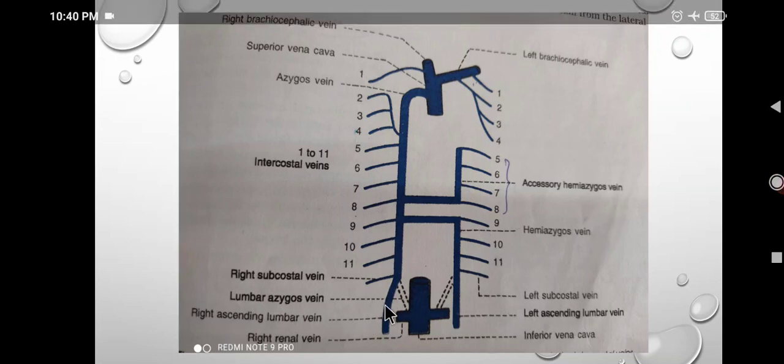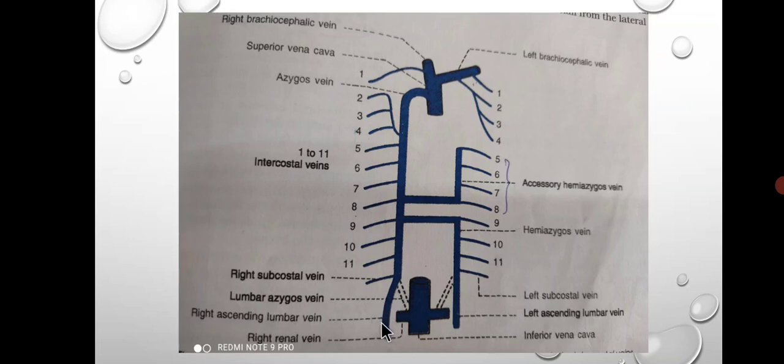So how is this azygous vein formed? This is the right ascending lumbar vein. Whatever venous drainage this vein contains consists of deoxygenated blood. So it carries deoxygenated blood from the lumbar region, that is the right ascending lumbar vein, and this is the right subcostal vein. Okay, so we have learned that there are intercostal spaces. Both of them form this azygous vein. So this long one is the azygous vein.